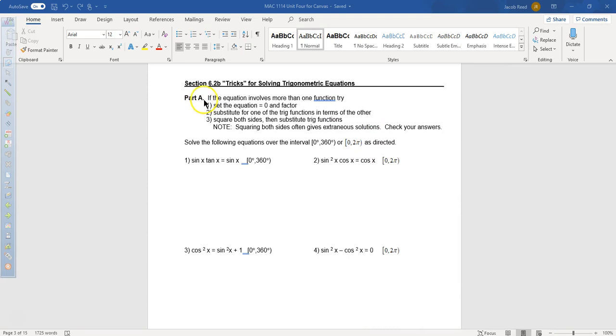Okay, so looking at section 6.2b, tricks for solving. If the equation involves more than one trig function, try to set the equation equal to 0 and then factor, if we can. Substitute for one trig function, or square both sides, then substitute trig functions. Squaring both sides gives extraneous solutions, so you'd have to check your answers if you do the squaring of both sides technique.